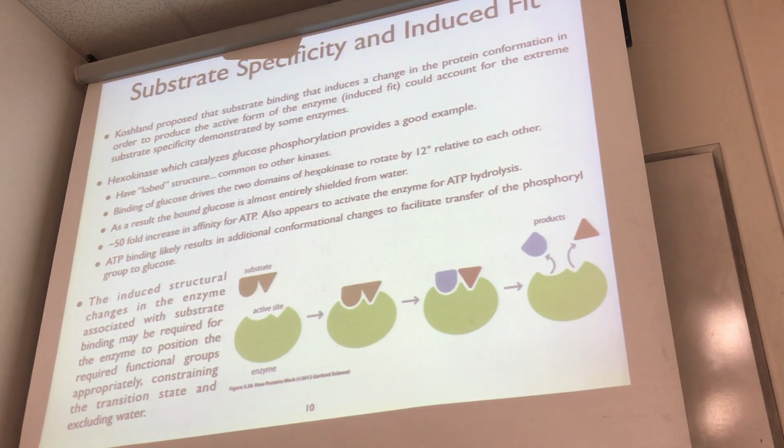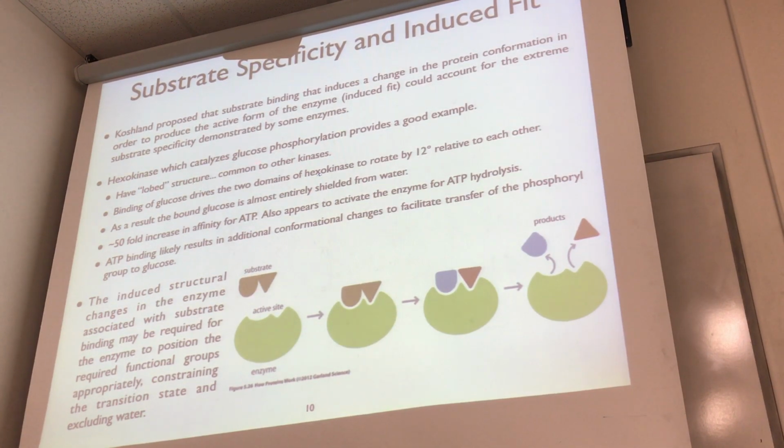Basically, you have moderate complementarity of the binding site for the substrate, but binding the ligand to the protein induces changes in the binding site that are only present if it's bound to the right substrate. Does it make sense? They're not achieved by binding the wrong substrate. That helps improve specificity. Hexokinase, which catalyzes glucose phosphorylation, provides a good example.